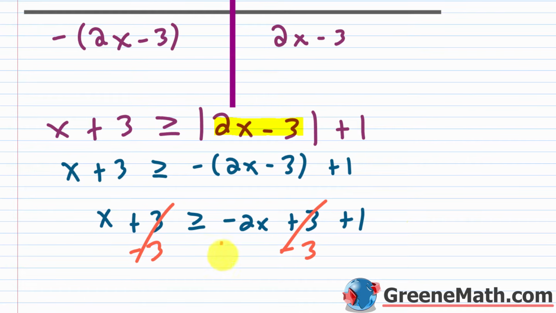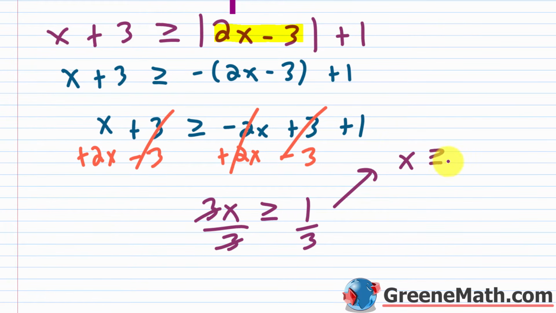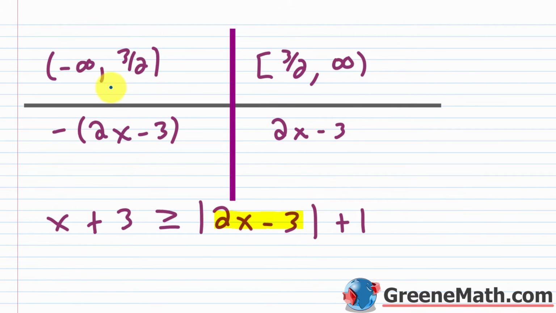Okay, from here I'm going to add 2x to both sides of the inequality. And I'll cancel this. And so what do we have left? We have x plus 2x, that's 3x. This is greater than or equal to 1. We'll divide both sides of the inequality by 3. This will cancel. And you get x is greater than or equal to 1/3. So let's put that x is greater than or equal to 1/3.